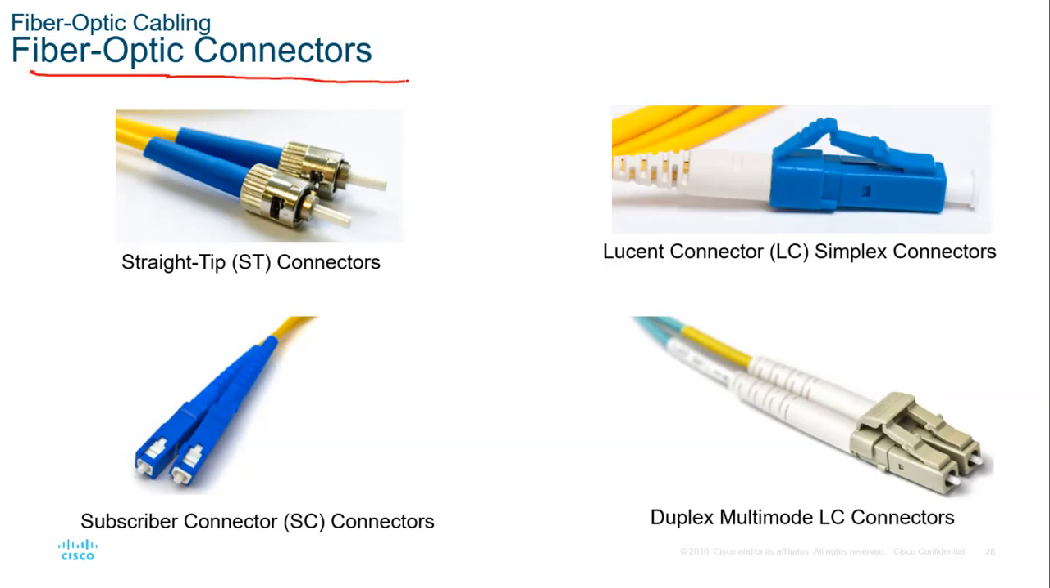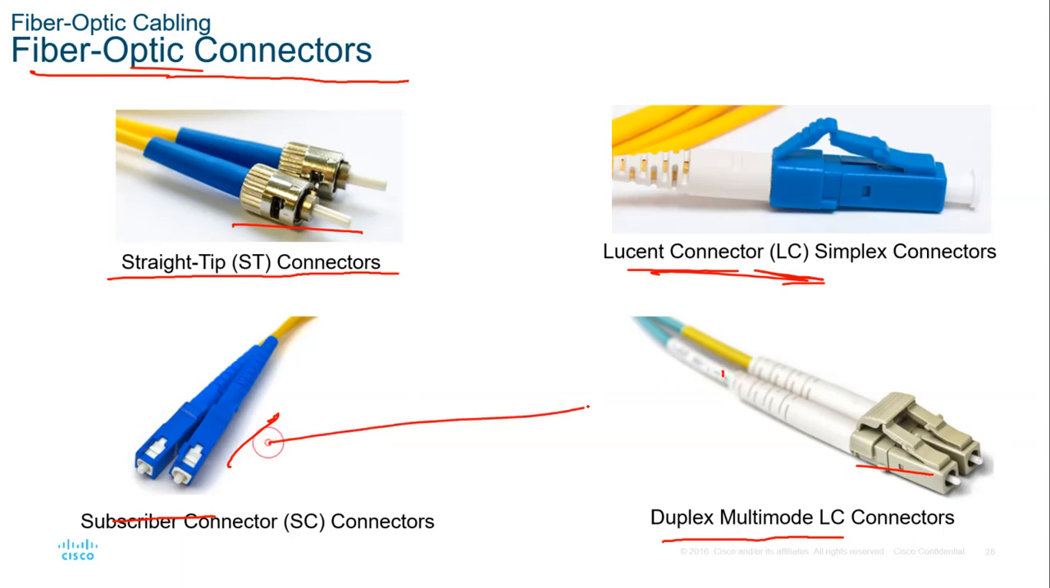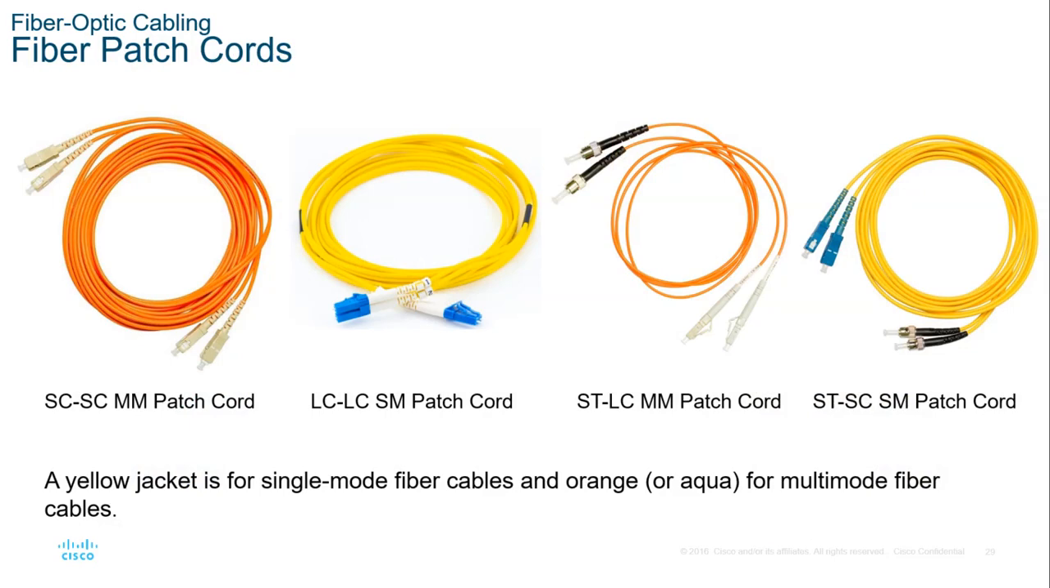So these are different types of fiber optic connectors. We have straight tip, as you can see here. We have subscriber connector. Then we have duplex multimode, as you can see here. Then we have Lucent connector, simplex connector. All those are different types of connectors. But these ones are cords, as you can see the cable is there. You just buy a cord, a short fiber optic cable, to loop from one switch to another switch in the same rack or in the same closet.